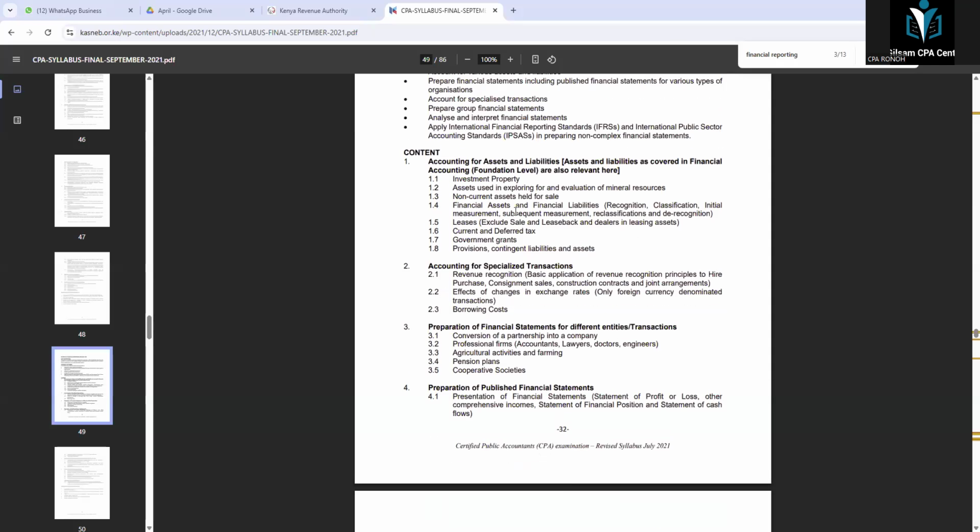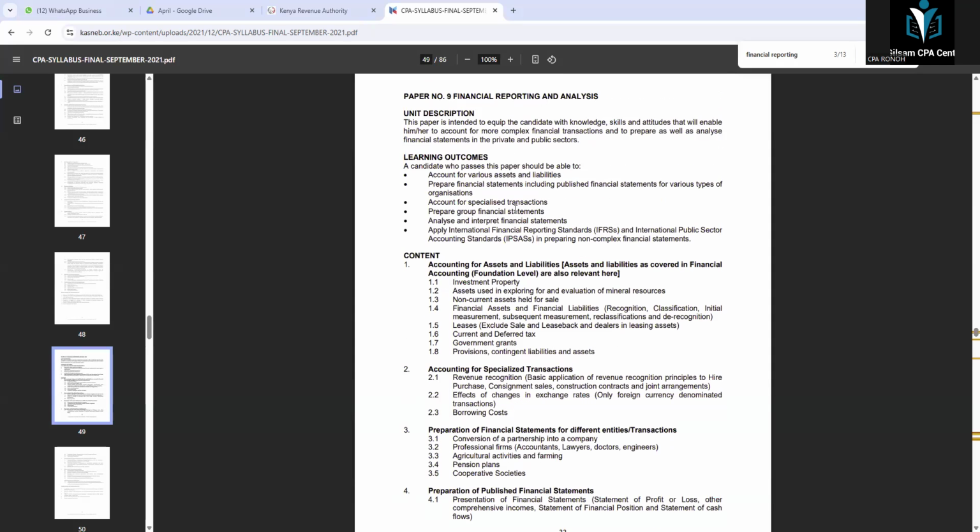This is what you need to cover if you are planning to do this financial reporting in this sitting for August exam. This is what you have to cover. Topic one is accounting for assets and liabilities, which includes investment properties. Basically, this is theory. That is subtopic 1 to 5. They are all theory.